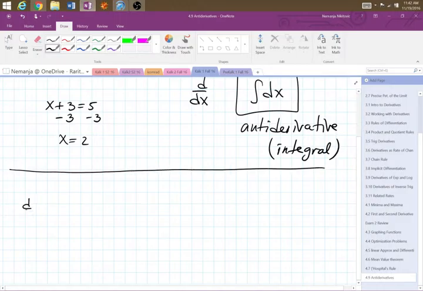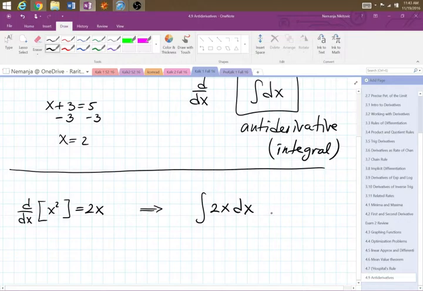If you say that the derivative of x squared is equal to 2x, then that means that the integral of 2x dx, the antiderivative, must be x squared, because it's supposed to return the input of the derivative.